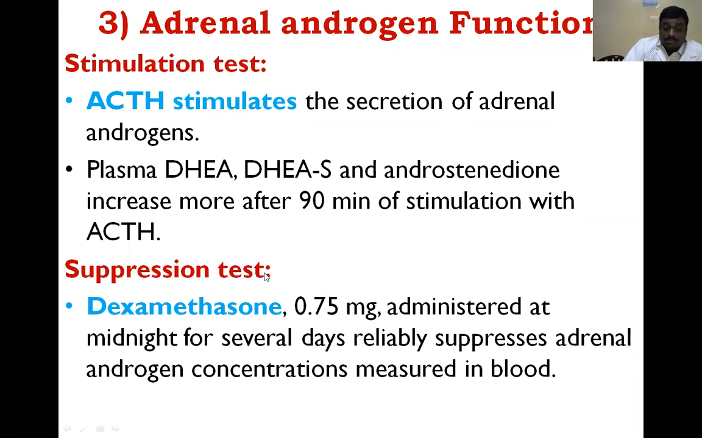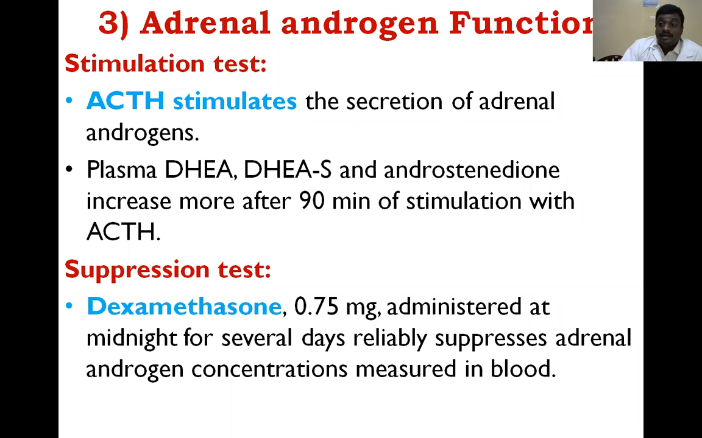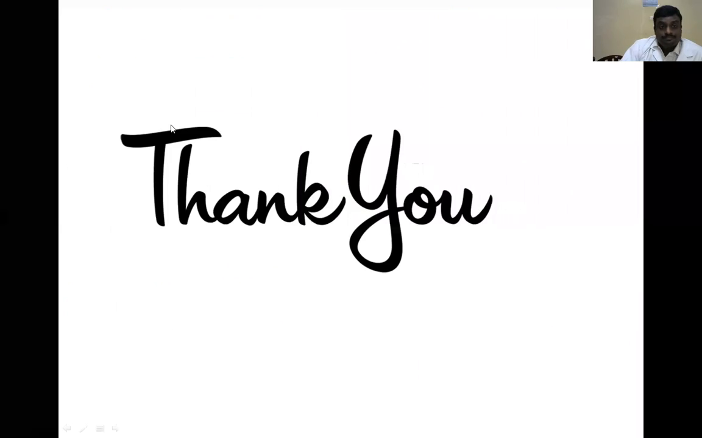Suppression test: whenever we provide dexamethasone, it acts on the adrenal gland and suppresses the reactions. That reduces the adrenal androgens in the blood. So these are all the different types of tests we use for the functional status of the adrenal gland. Thank you.